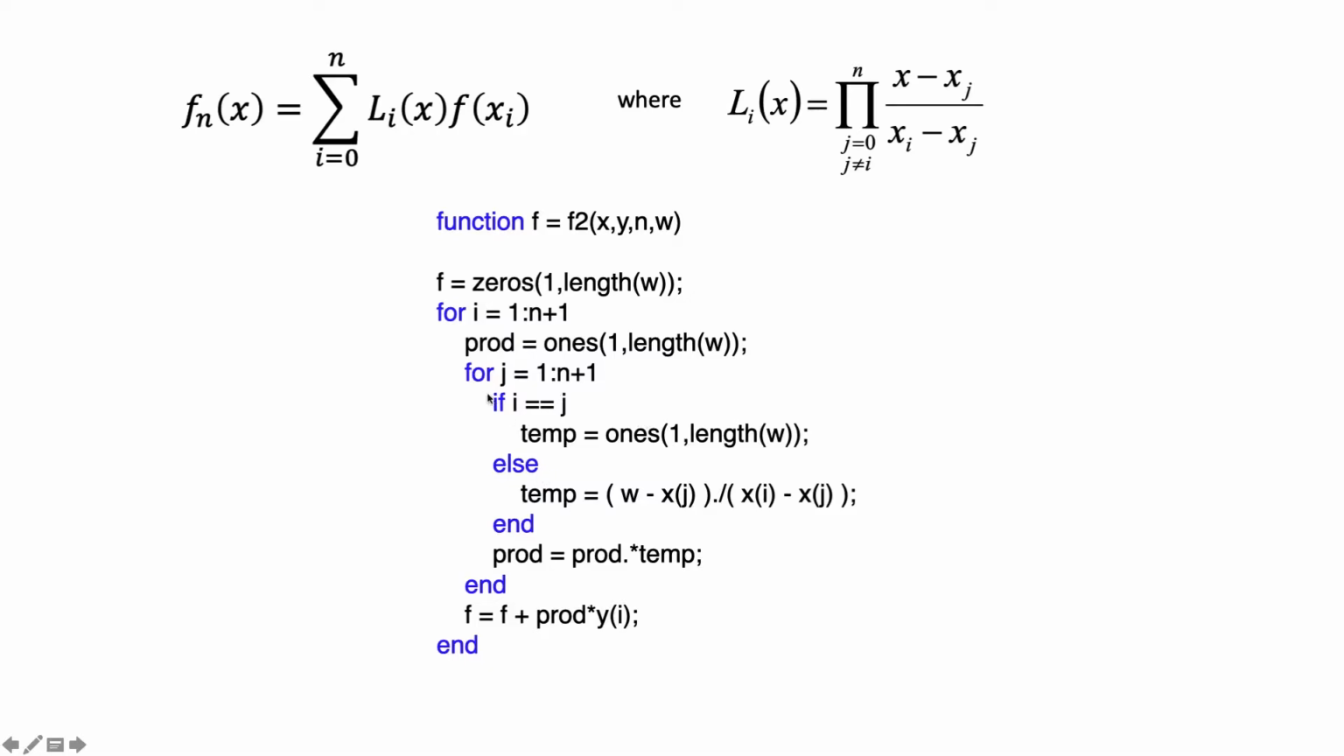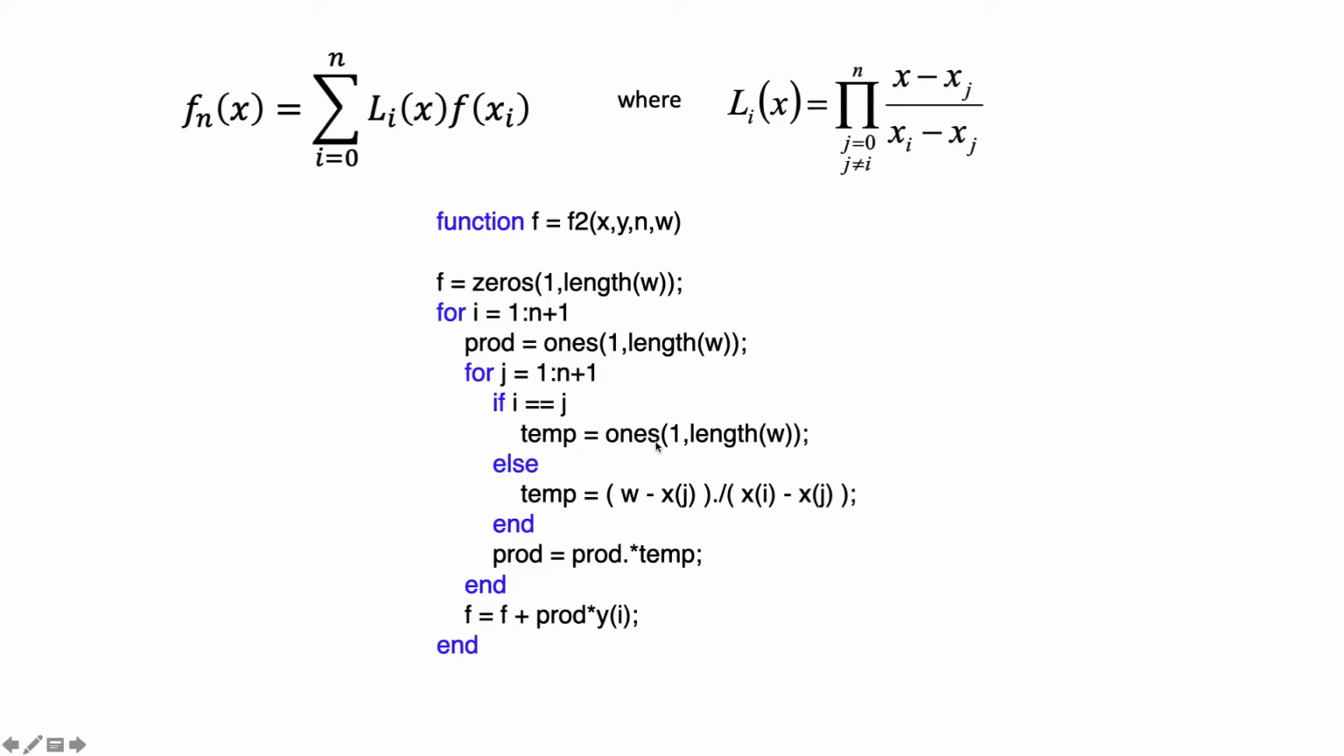So next we solve for this one, and I call this temp. So if i is not equal to j, then temp is equal to this expression, w minus xj divided by xi minus xj. But if i is equal to j, we simply multiply this by a matrix which is equal to 1, and that's what I have here.